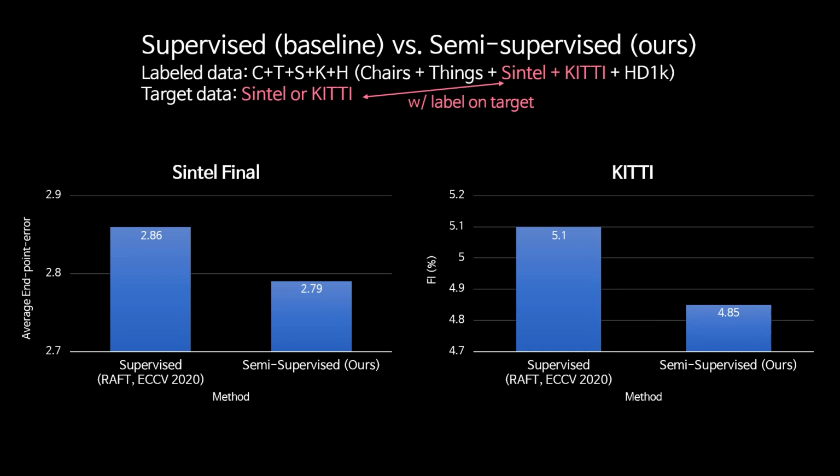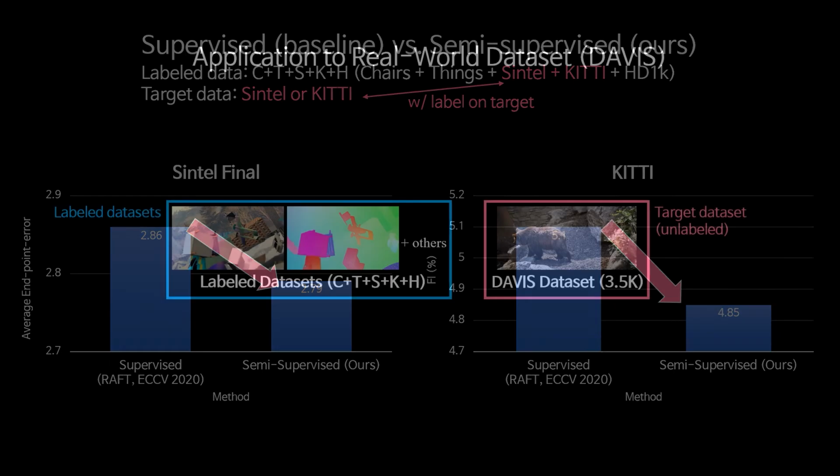Also, we can use our semi-supervised method even when we have labels on the target dataset. In this case, we use additional unlabeled samples related to each target dataset. The bar charts show that our method is effective in this case too.